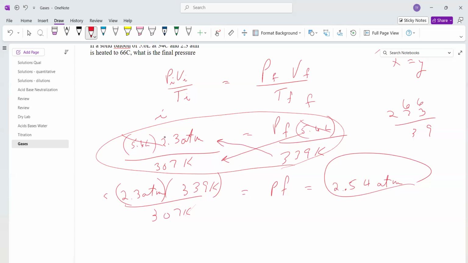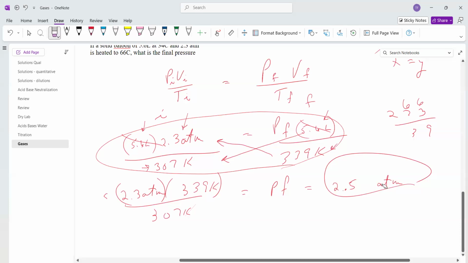Five. Yep. Sig fig wise, 2 sig figs, 2 sig figs, 3 sig figs, 3 sig figs, 2 sig figs. So yes, 2 sig figs. And like always, sig figs rule. Okay, is everyone comfortable with these? Let's do another one.